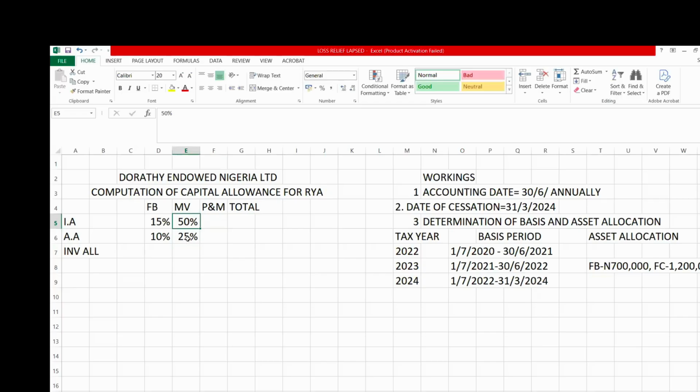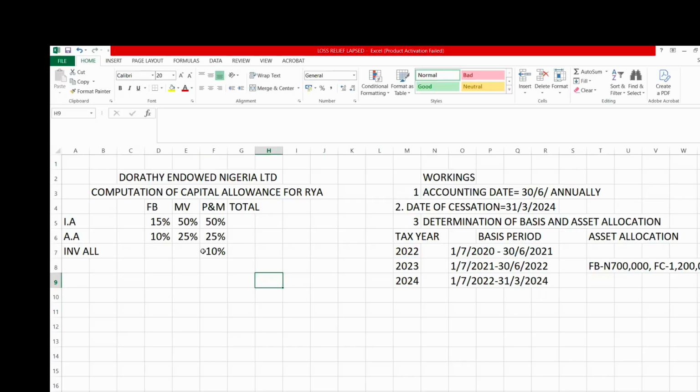50%. We also have 50 and what? 25%. Then also for plants, plant and machinery, investment allowance of 10% is also applicable to plant and machinery. So those are the various respective allowances that are available at the various rates. So those are the rates for each of what? For each of these assets.